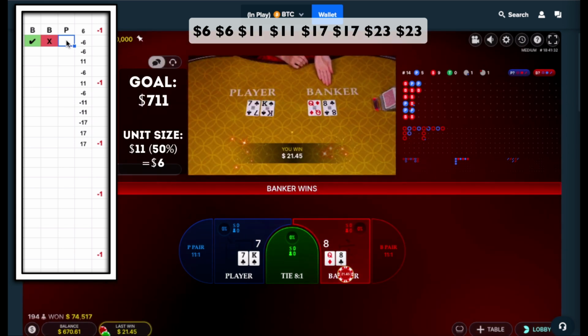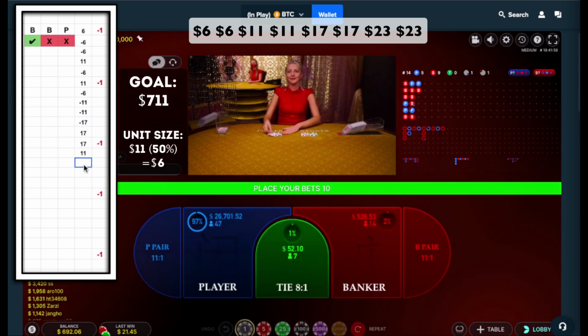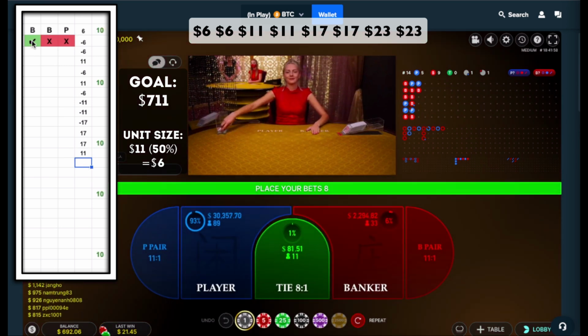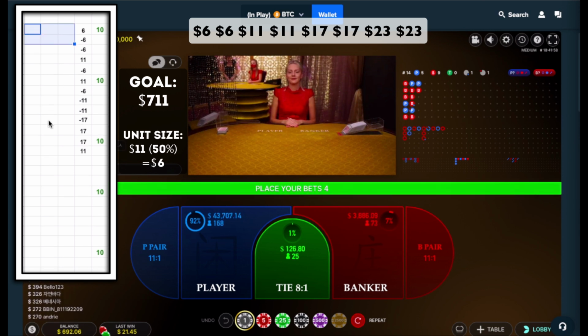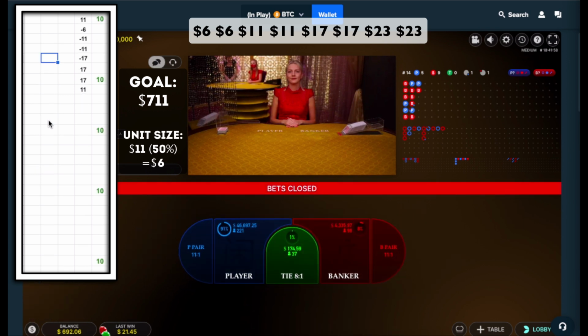Perfect, natural 8 for the bank. We do get the X. Plus 11. I'm going to go ahead and clear. And restart. I'll move this up for you guys. Okay, I'm looking for a new 3 pattern.